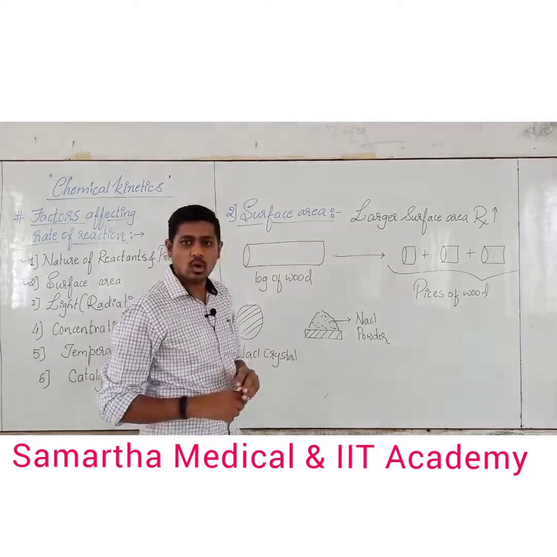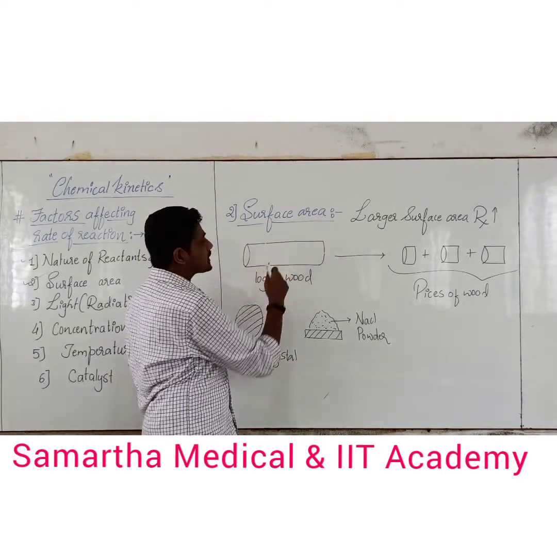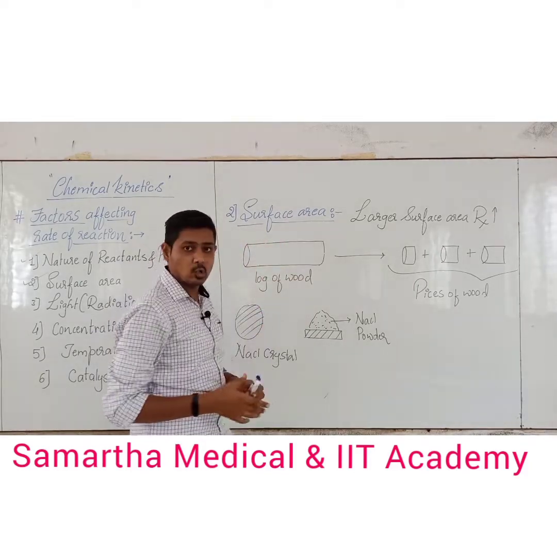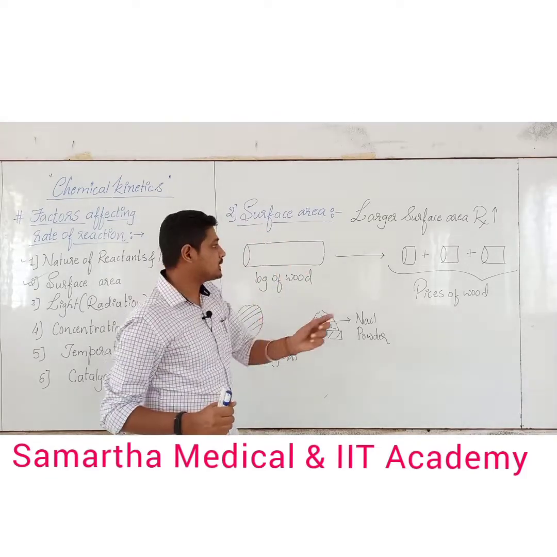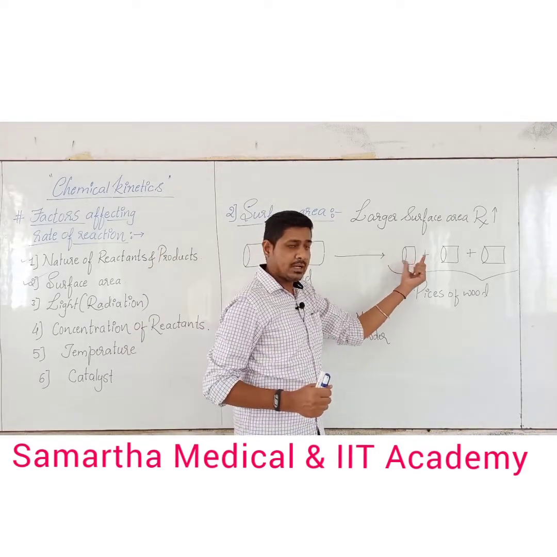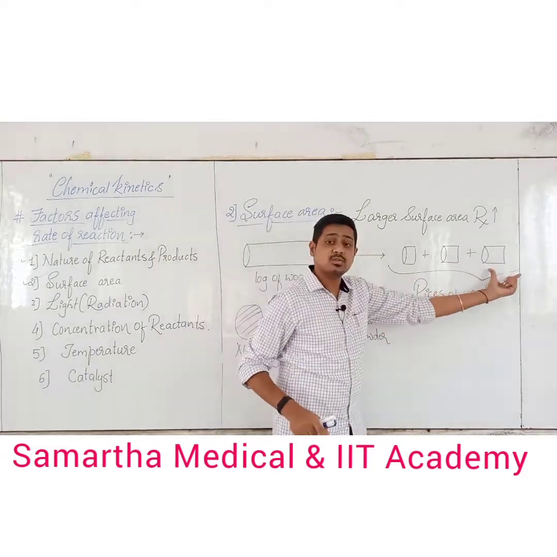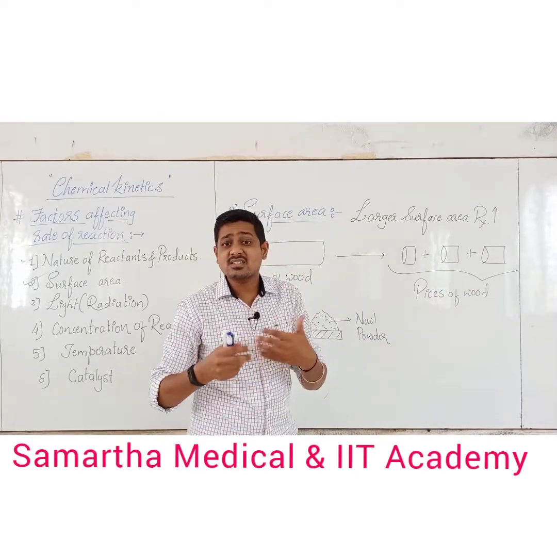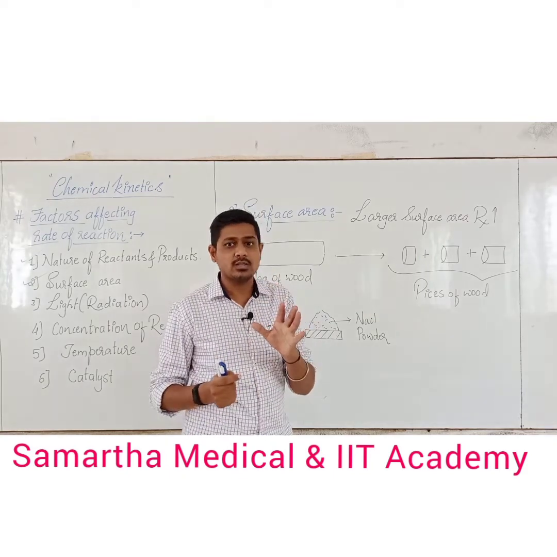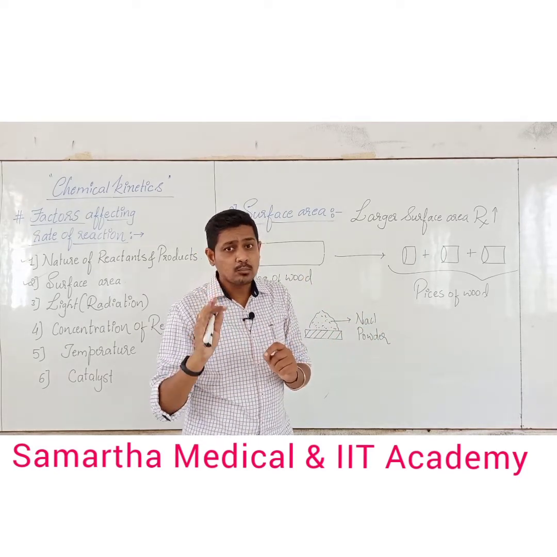But if I cut it into pieces, what will happen? See, here I have made small pieces. Earlier, as I said, this portion inside was not available directly. First this part has to be consumed, then slowly these parts will be consumed. But if I break it into pieces, then this part, which was not exposed earlier, is now exposed. Again the middle part was not exposed, now it is exposed. So as the surface area increases, a larger number of atoms or molecules or ions will be available for the reaction, so the reaction will take place faster.